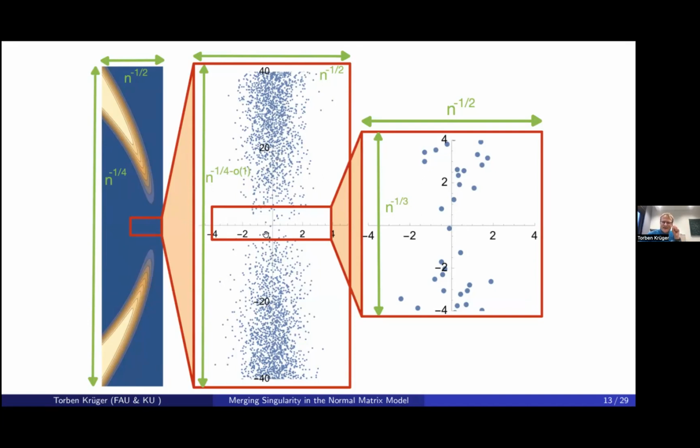So if you want to see them, especially in the middle of the singularity, then you have to zoom in much further to the scale n to the minus 1/3, and then you will see that the typical distance of the particles is order 1. So if you zoom in this anisotropic way, then in all directions, the typical spacing scale is 1. Okay. So then you can see a non-trivial particle system, and then you can ask the question about the correlation kernel of that particle system. And that's the next result I want to talk about.